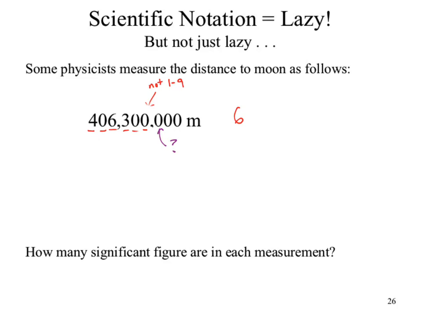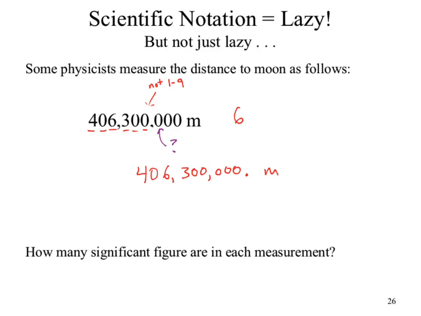There's an option to add a decimal point. 406,300, comma, comma, comma, decimal point. But what does that now mean? Now all of those zeros are significant. The purple one I'm saying I know something about. I don't. So I can't just add a decimal point.